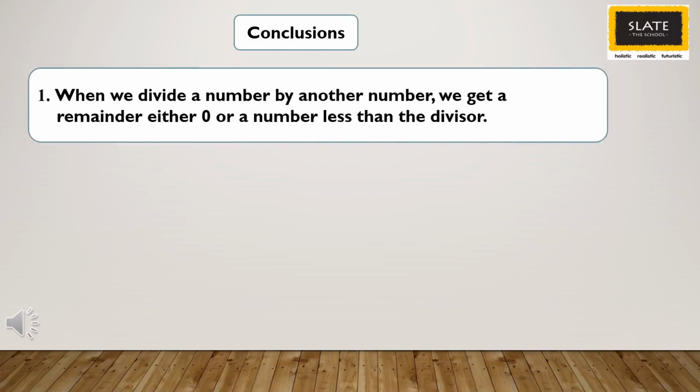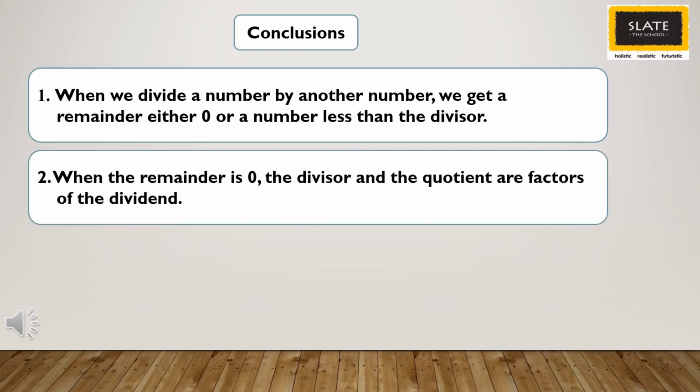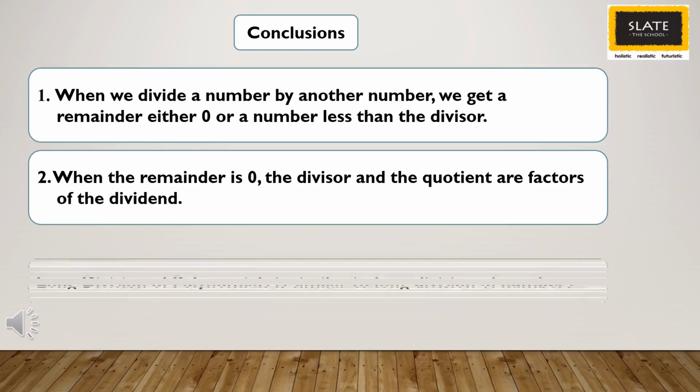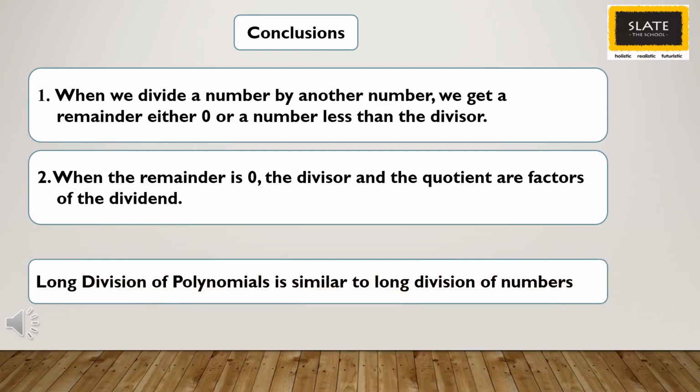We can conclude 2 points from the above examples. First one is, when we divide a number by another number, we get a remainder either 0 or a number less than the divisor. Second one, when the remainder is 0, the divisor and the quotient are factors of the dividend. If you observe the second example, the remainder is 0. So 8 and 5 will become factors of 40. Long division of polynomials is similar to long division of numbers.